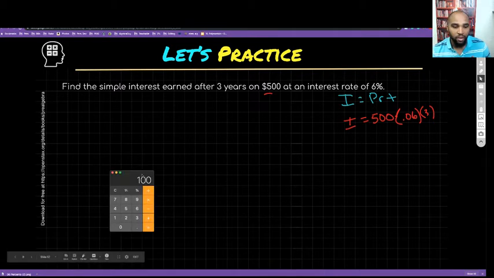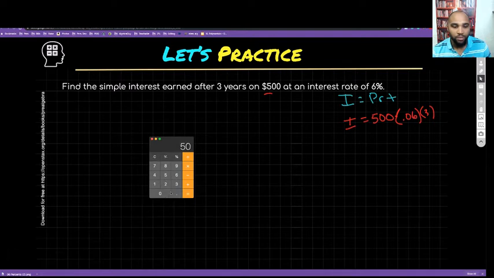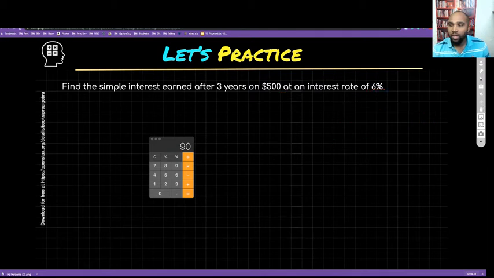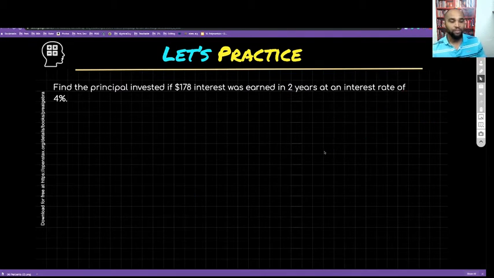At this point, it's just calculator work, right? So we go 500 times 0.06 times 3, and we get 90. Let's see if that makes sense. Yeah, that should be good. I'm going to do it one more time just to be sure. Times 3 times 0.06, and 90. So we would have made $90 of interest if we had invested $500 at a 6% rate for 3 years. That's not a whole lot, but we didn't invest a whole lot either, and that's not a really high interest rate.